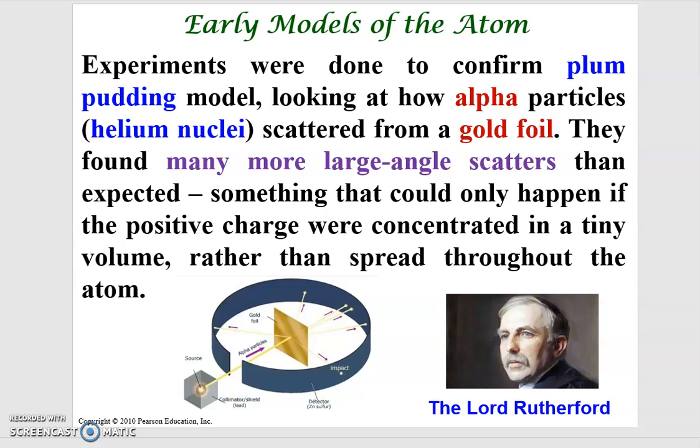If the previous Plum Pudding model is correct, ideally most of the scattering will be distributed evenly in all directions. But eventually, people found out no, the result after the scattering of the alpha particle with the gold atoms is that there are a lot more large angle scatters. So what does that mean?